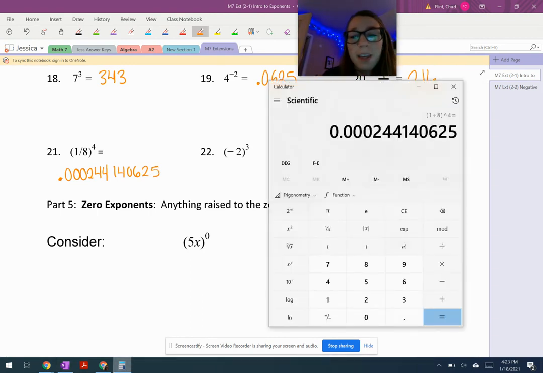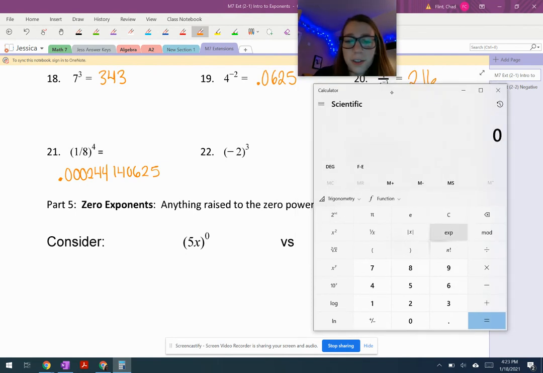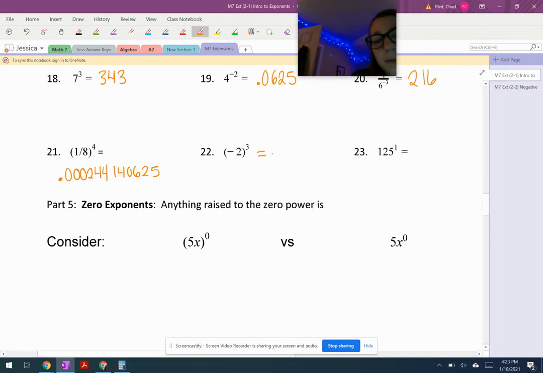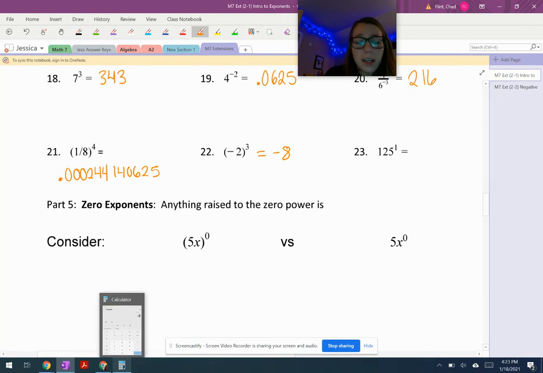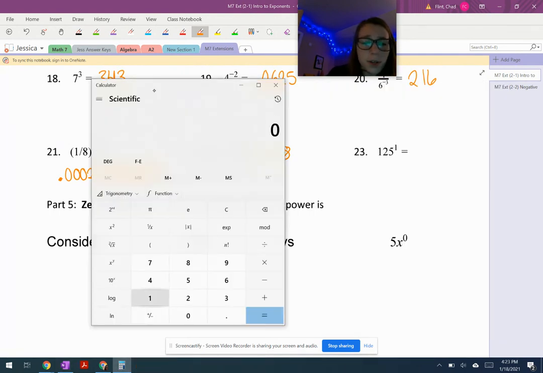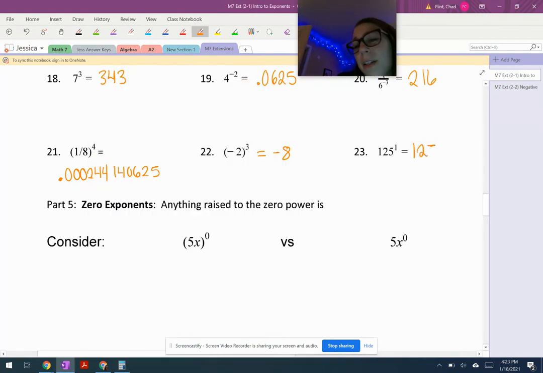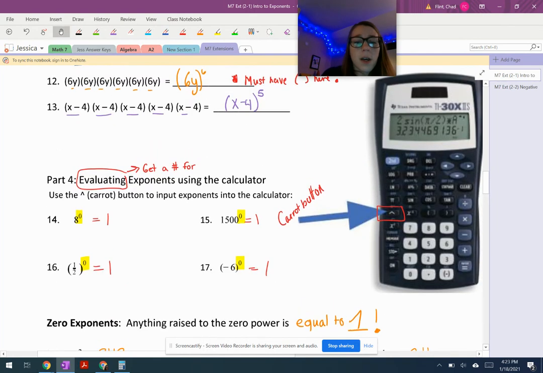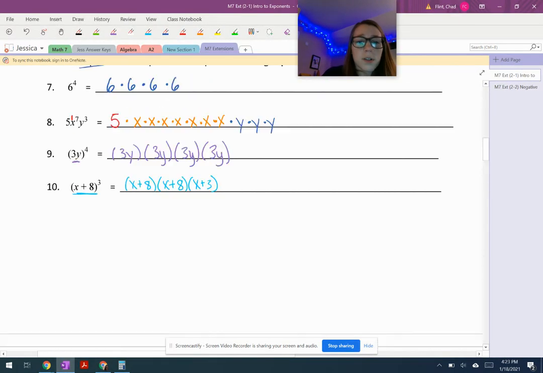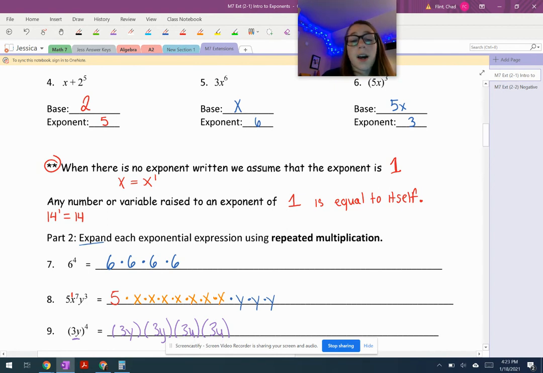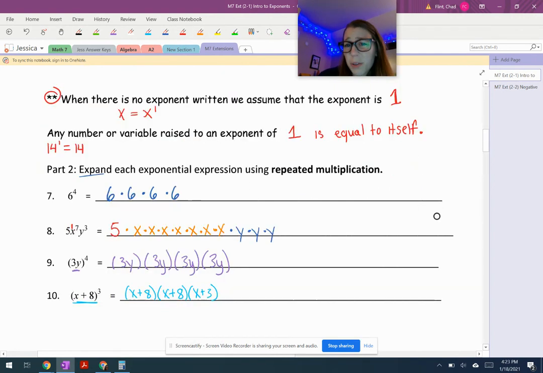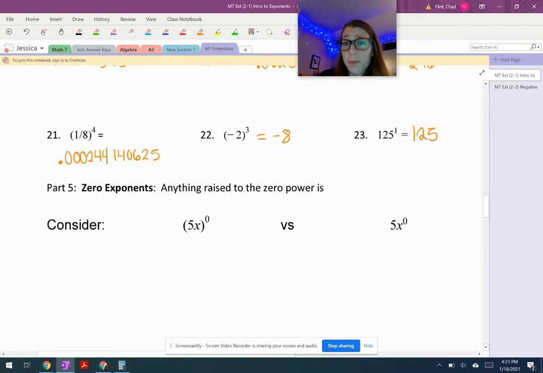No fun. Okay, and then number 22. Again, make sure you've got those parentheses. -2 caret 3 is -8. And 125 to the first power is equal to 125, and that makes sense based on what we talked about up here, that any number or variable raised to an exponent of 1 is equal to itself. So 125 to the first power is 125.